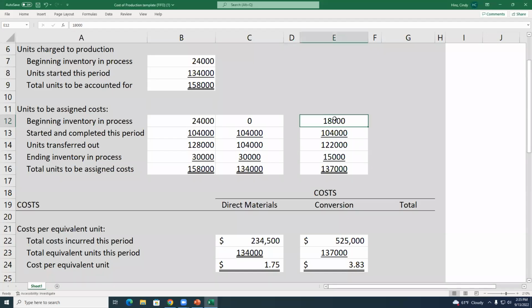Okay, so I just went back to figure out I had a math error, and in the beginning inventory, back in step 2 here, it tells us that those units were 75% or 3/4 complete. We only had 1/4 of the work left to do. So that should have been 6,000. So I'm just updating that so it is the correct number.